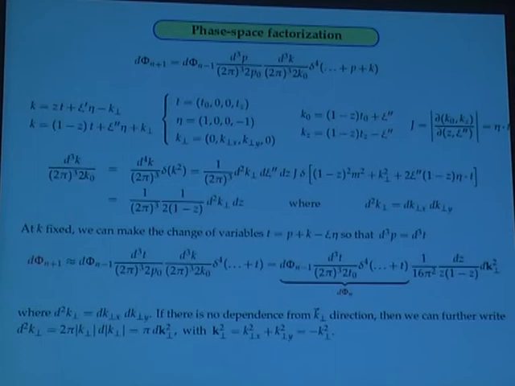Okay, so the phase space is factorized. No, sorry, not the phase space. The amplitude is factorized, okay? But to compute a cross-section, I need a phase space. What about the phase space? What can you do about the phase space?